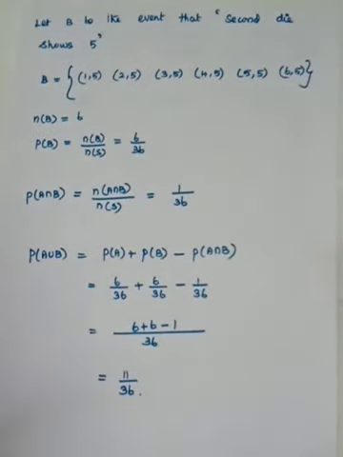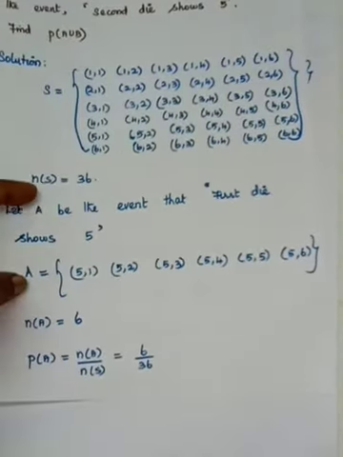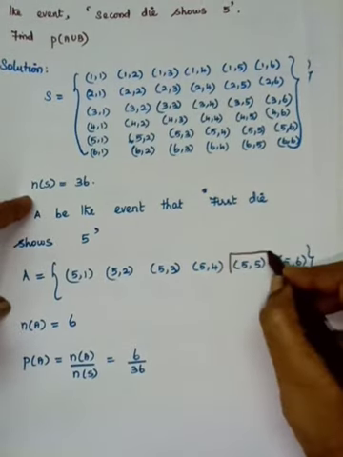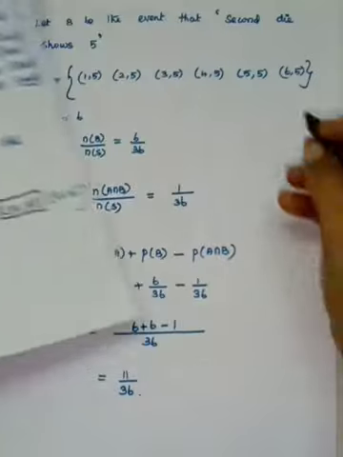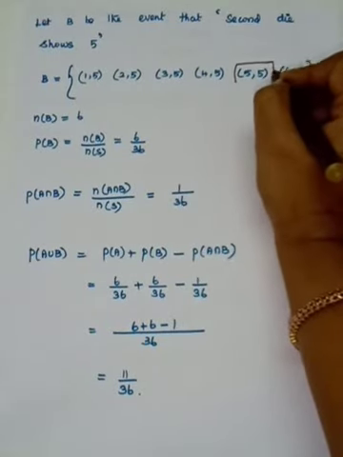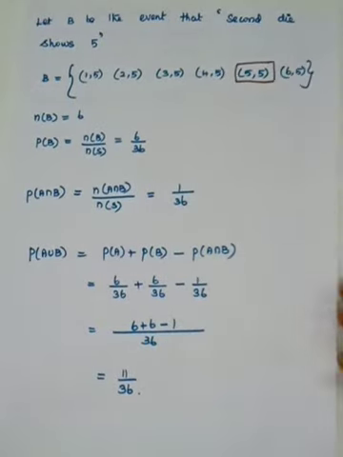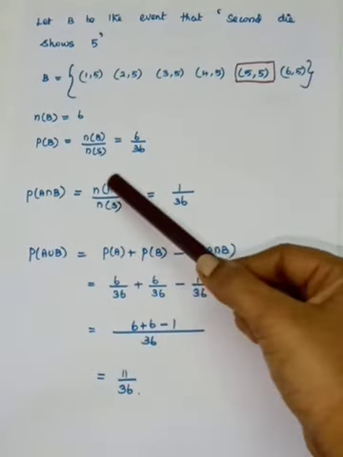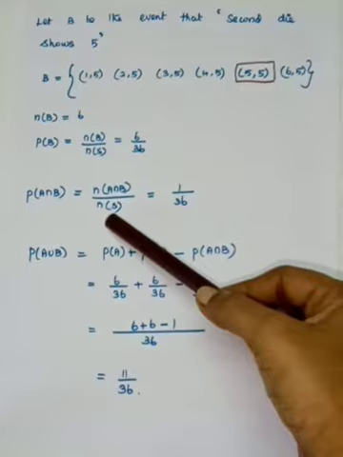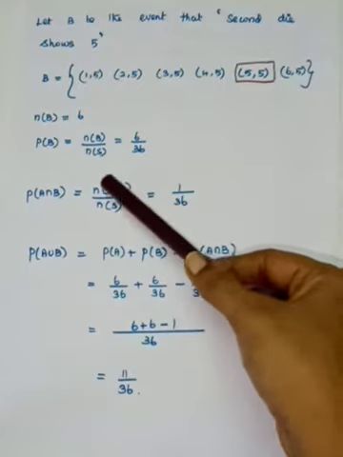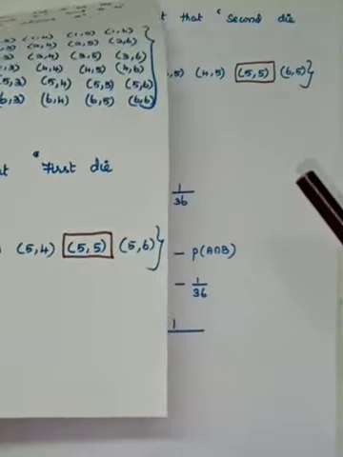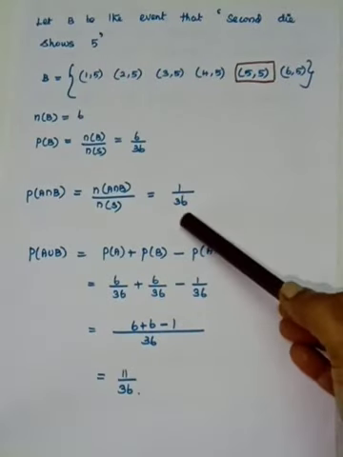And you see that in the A event and the B event, this 5,5 is common in both, isn't it? So you will have the intersection. So directly I am finding P of A intersection B is equal to n of A intersection B divided by n of S. What is n of A intersection B? Only one element is common in both the events. So it is 1 by 36.